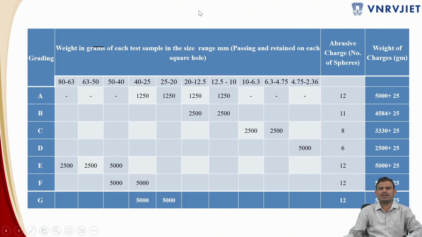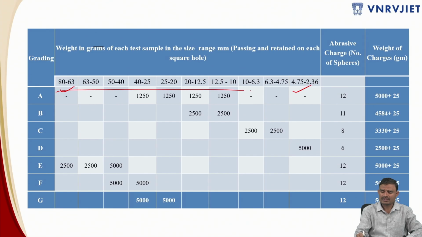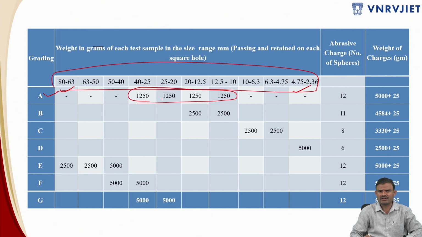Unlike the aggregate crushing value test and aggregate impact value test, the size of the aggregate here is not fixed. We can conduct this test starting from the aggregate size of 80 to 63 mm to as small as 4.75 to 2.36 mm sieve. This is the range of aggregate where you can conduct the aggregate abrasion value test. Based upon the grading, if it is grade A, we have to select these 4 sieve sizes, 1250 grams of each, such that it becomes 5 kg, and the abrasive charge you are supposed to use is 12 in number.